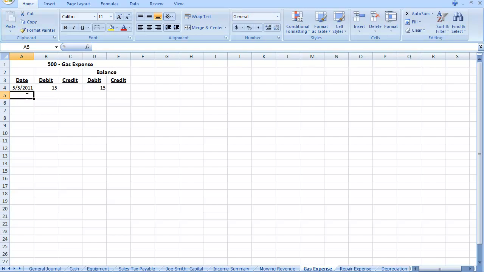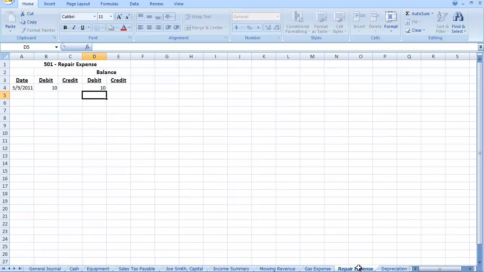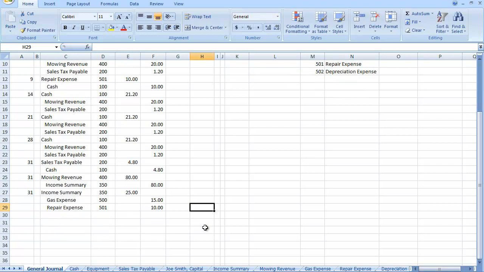Quick way to do it is the 31st. We know we need to credit it for 15. And then it should equal 0. And it does. General journal, post it, 500. Do the same for repair expense. This is the 31st. Need to credit it for $10 to make it 0. And our balance is now 0 in the repair expense. It's 501. So we put 501 right there.